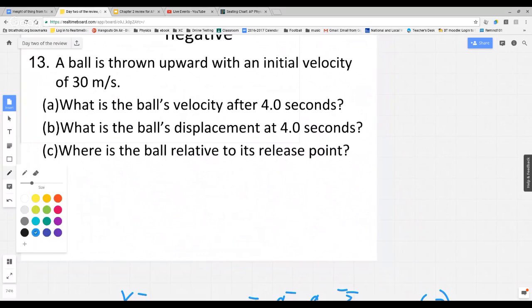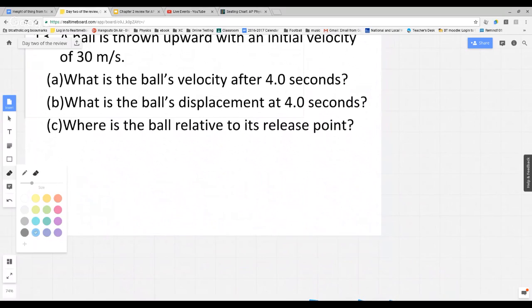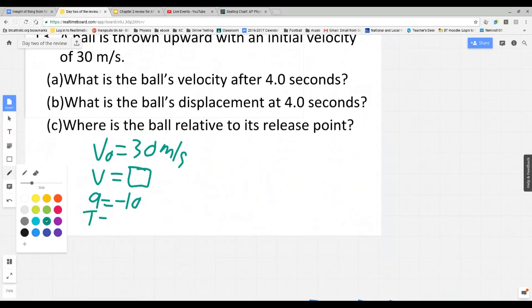Alrighty. A ball is thrown up with a start velocity of 30. Oh, all this stuff I got to erase down here too. Teal, switching to teal. Alrighty. V naught equals 30. I was talking about 4 seconds. V equals question. A equals negative 10 per second squared. T equals 4 seconds. So if they don't give you acceleration, it's gravity, if it is a thing that's been dropped or thrown or something.